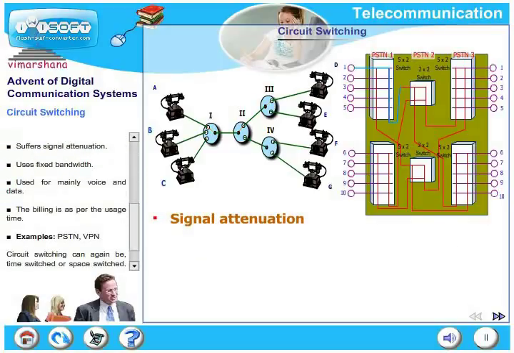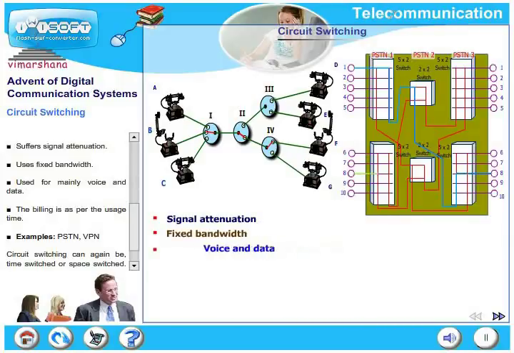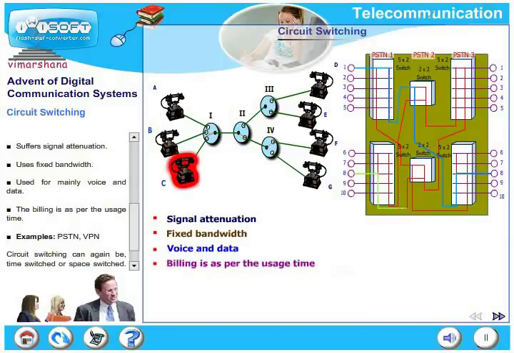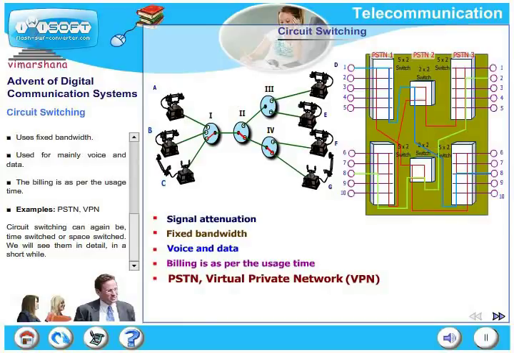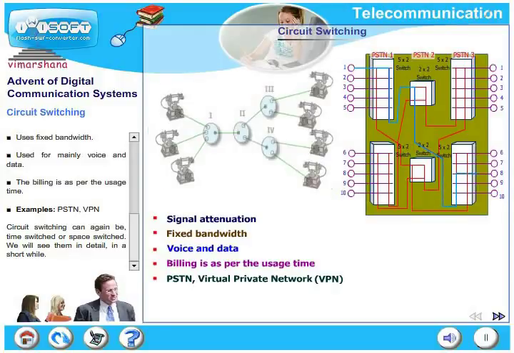Circuit switching suffers signal attenuation. Circuit switching uses fixed bandwidth. It is used mainly for voice and data. The billing is as per the usage time. And some of the examples of circuit switching are the famous PSTN, virtual private network and so on. Circuit switching can again be time switched or space switched. We will see them in detail in a short while.